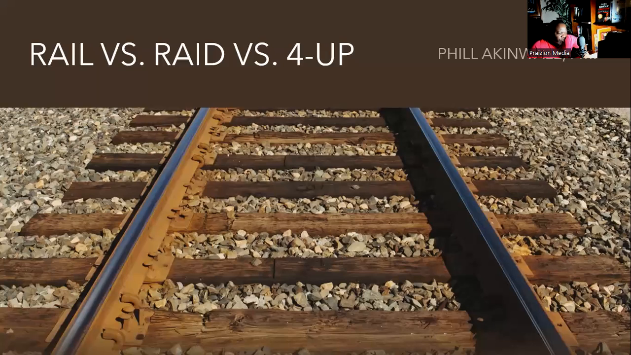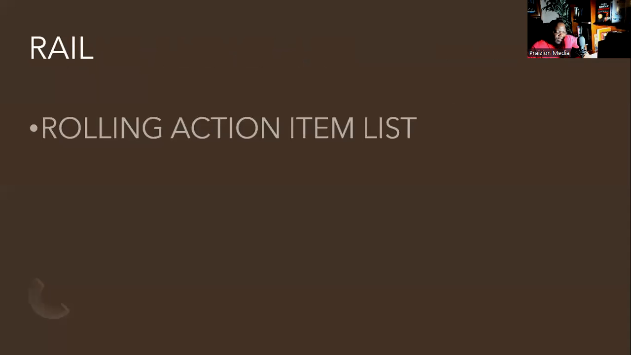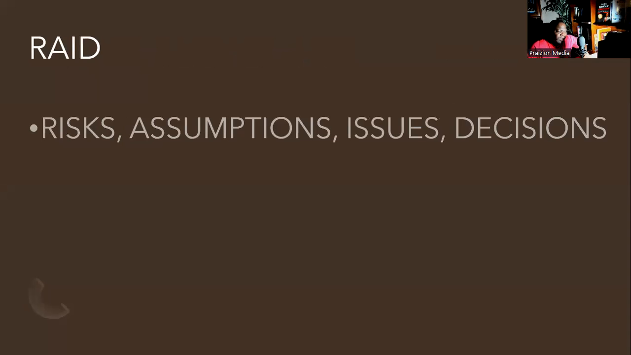Let's talk about Rail. Rail just stands for Rolling Action Item List. We're going to create one of those. And RAID stands for Risks, Assumptions, Issues, and Decisions. Some people prefer to say risks, assumptions, issues, and dependencies. We're going to take a look at the risks, assumptions, issues, and decisions and create these in Smartsheet.